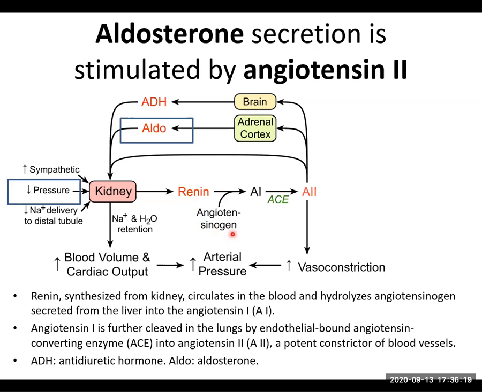That will cause the kidney to produce the renin. Renin will convert angiotensinogen to angiotensin 1. Angiotensin 1 will be converted to angiotensin 2 through the angiotensin converting enzyme. This one is located in the pulmonary circulation. Angiotensin 2 will then act on the adrenal cortex to produce the aldosterone. So this aldosterone can be regulated by angiotensin 2.